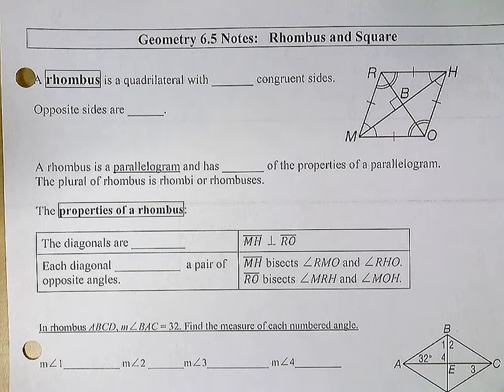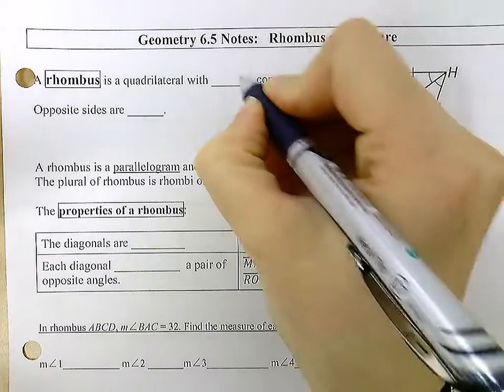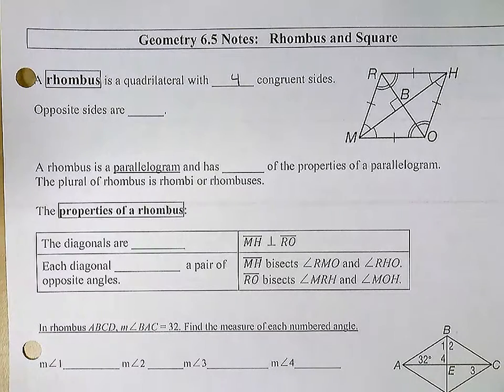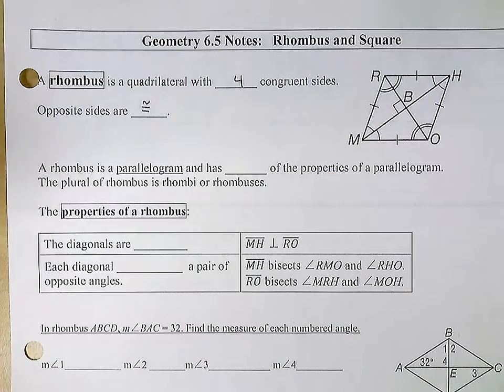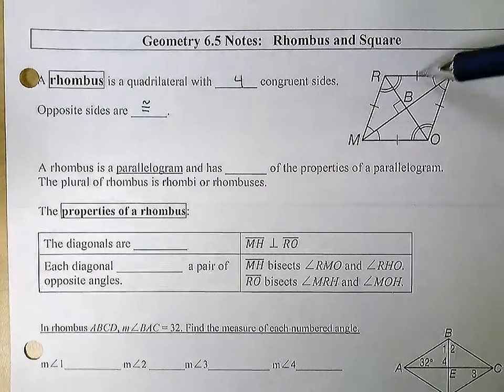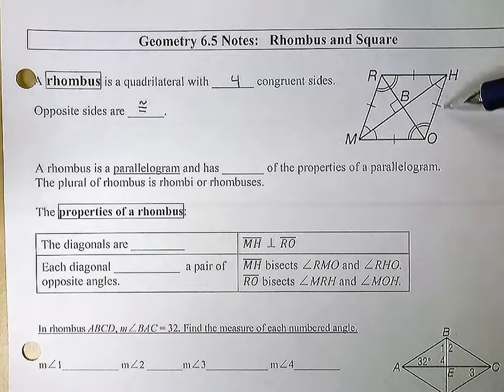So starting off with a rhombus, it is a quadrilateral with 4 congruent sides. Okay, quadrilateral, it has 4 sides. Rhombus, 4 sides. In a rhombus, your opposite sides are congruent. So if I look at the picture at the right there, all 4 of your sides are congruent. Okay? It's not a square, it's a rhombus.